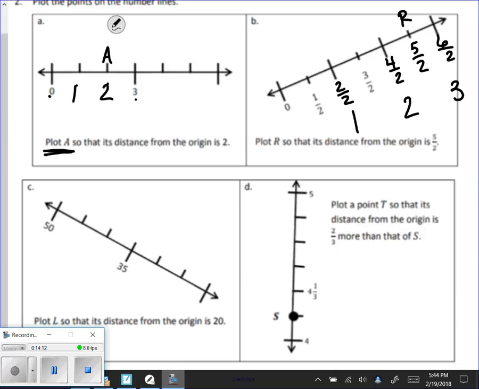Plot L so that its distance from the origin is 20. Now, if you notice on these, my numbers are actually going backwards. So you really have to pay attention. Now, I have trouble counting backwards sometimes, so I may not want to go from 50 down to 35. So I have trouble doing that sometimes. So I know that between 50 to 35, I know that there's 15 in there. So from 35 something, let's see, 35.